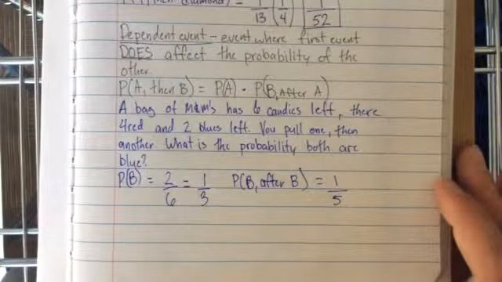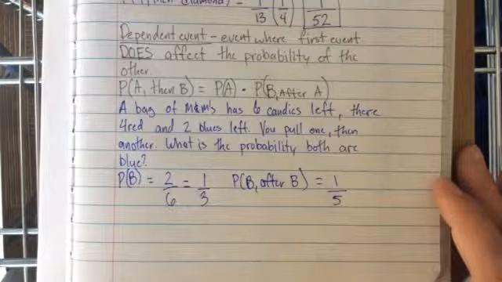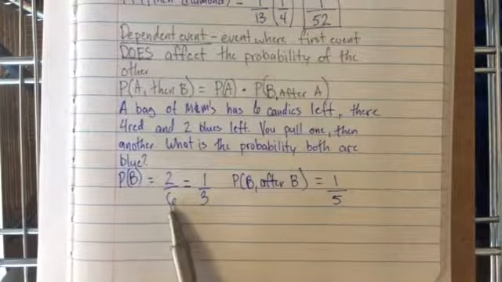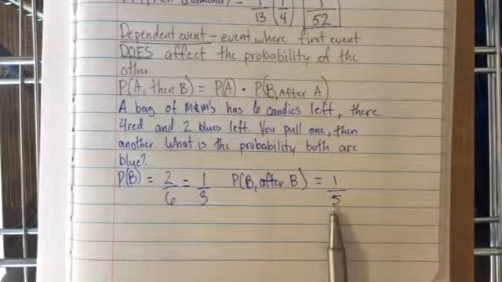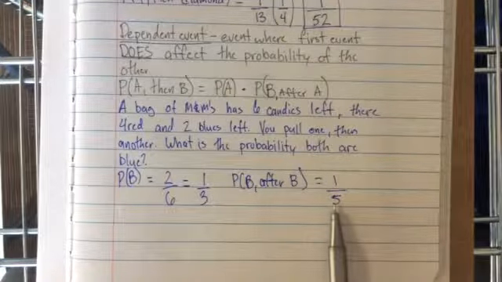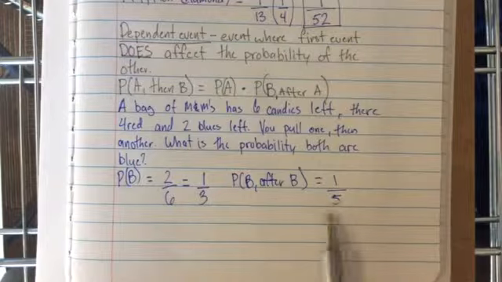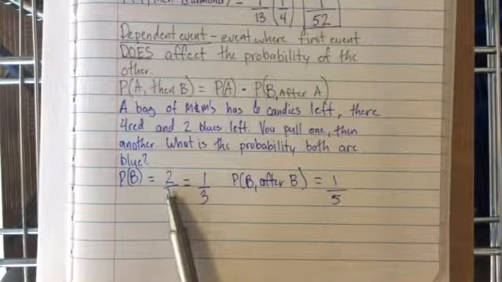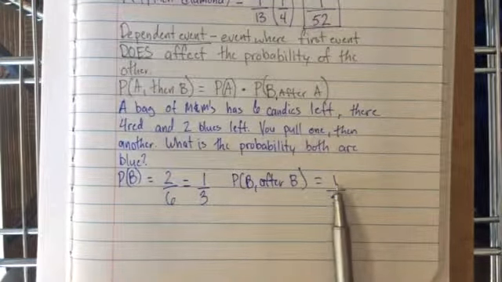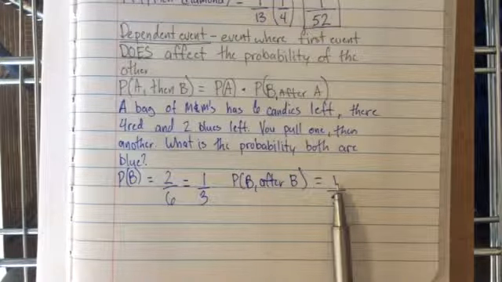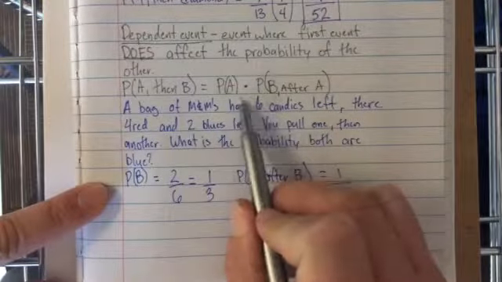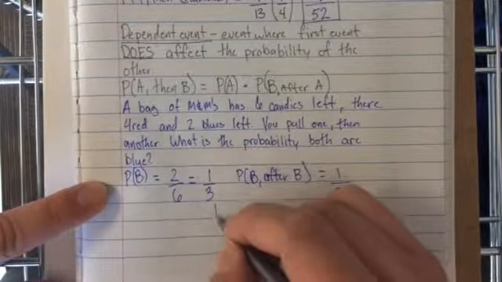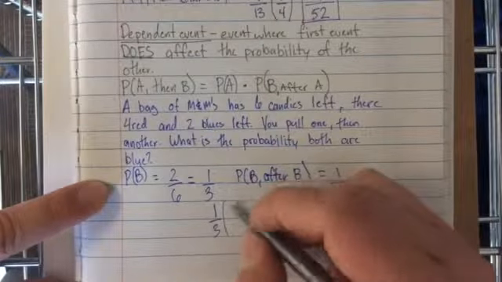So dependent events, you cannot put the first event back into the pile. So originally we had 6 events possible. Now we have 5 because we can't put that candy back in. We ate it. It's gone. And then we had 2 blues. We pulled a blue out, so there's only 1 left. So now what do we need to do? Multiply it together. We have 1/3 times 1/5.